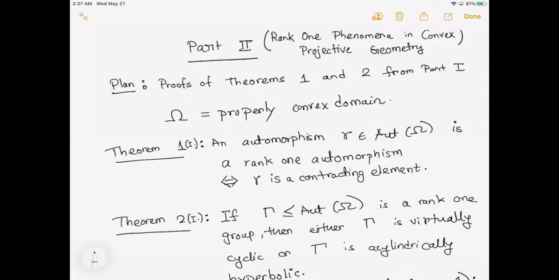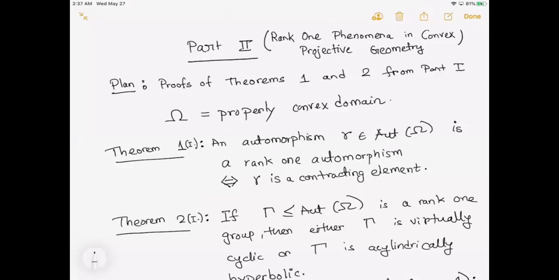This is the second part of the talk titled Rank 1 Phenomena in Convex Projective Geometry. The plan here is to sketch proofs of Theorems 1 and 2 from part 1 of the talk. I'm going to assume that the viewer has already seen part 1 of the talk. Here Omega denotes a properly convex domain. Let us recall the statements of Theorems 1 and 2.